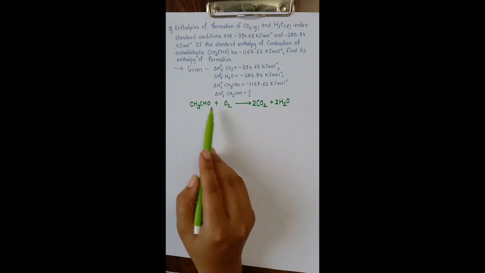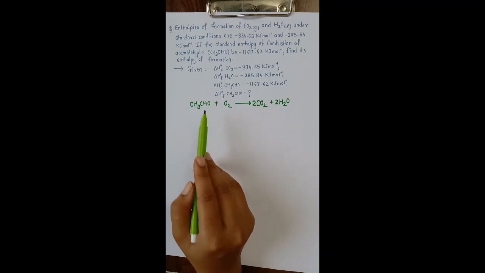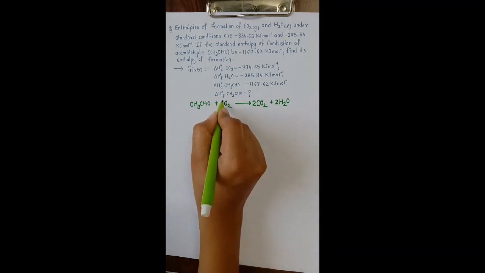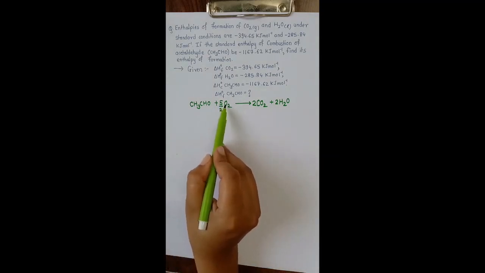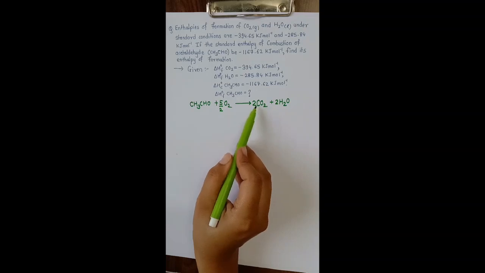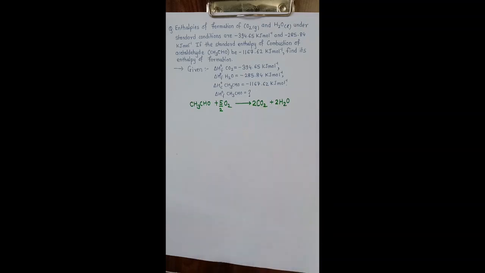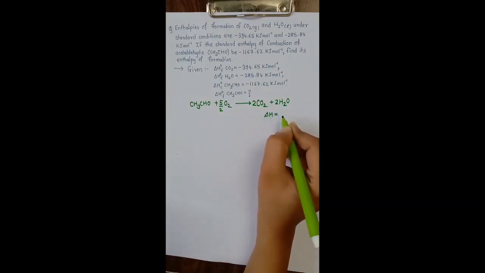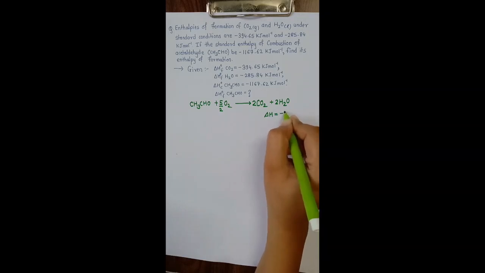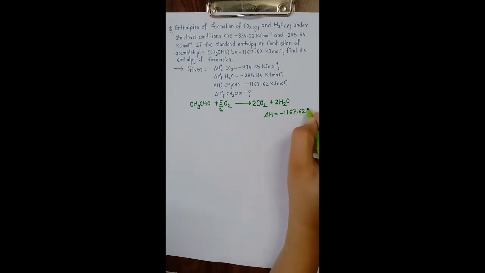That means what we have to do? We have to take here 6 oxygen. So how we can take it? So now 5 by 2 moles of oxygen. So now here there are 5 plus 1, 6. Here 4 plus 2, 6. Is it clear? So delta H for this reaction is equal to minus 1167.62 kilojoule per mole.